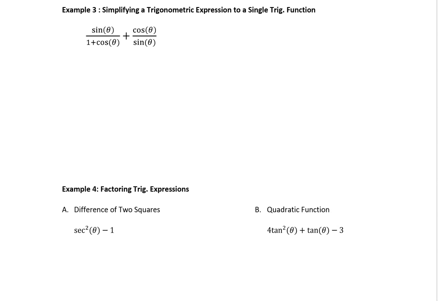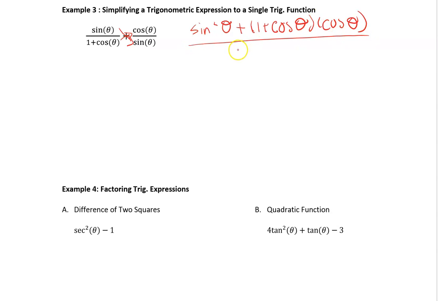Since I have the addition of 2 fractions, I'm going to go ahead and add them together by my fraction trick. So that gives me sine squared theta plus 1 plus cosine theta times cosine theta, all over sine theta times 1 plus cosine theta. And that's just multiplying across the bottom.